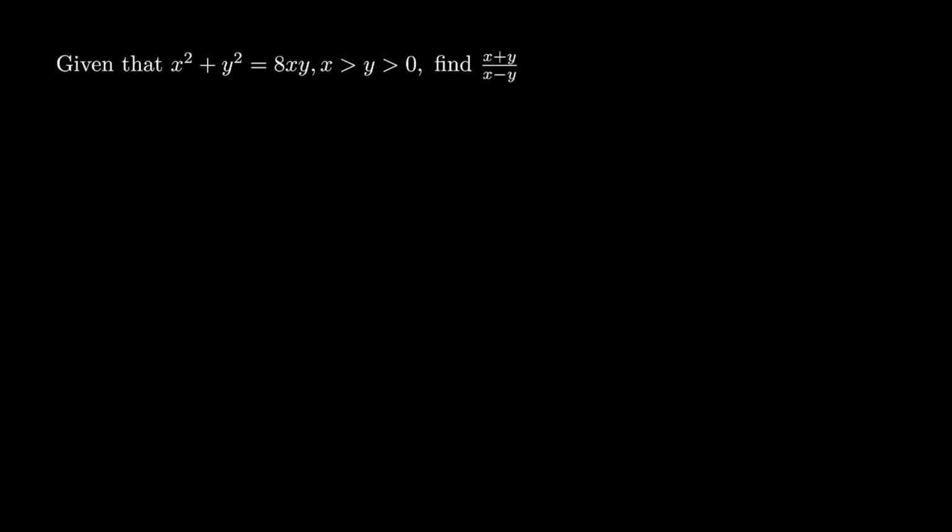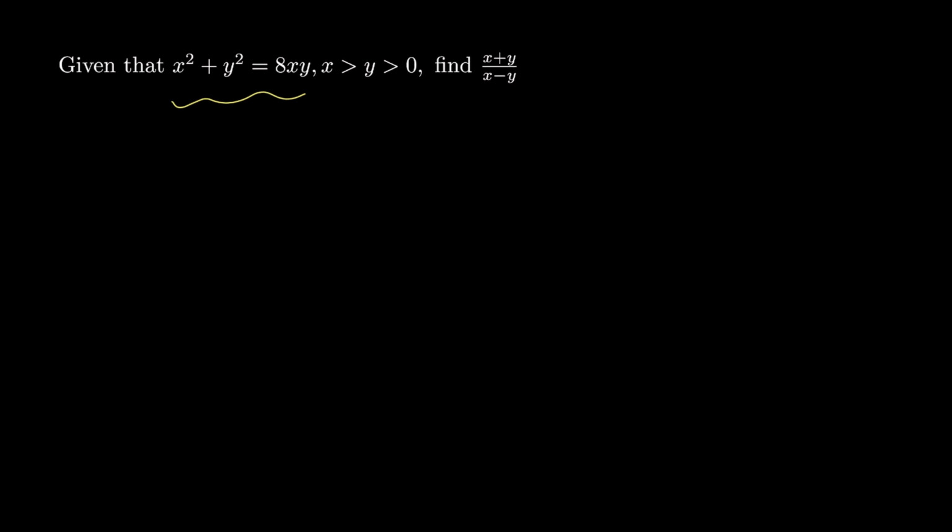Hey everyone, in this video what we're going to do is find (x plus y) divided by (x minus y), given that x squared plus y squared is equal to 8xy, where x is greater than y and y is greater than 0. Now the difficult part with this question is that you're sort of given one equation and two unknowns.